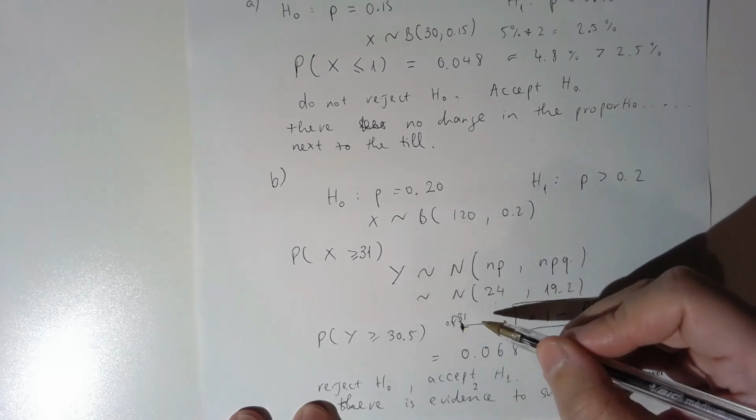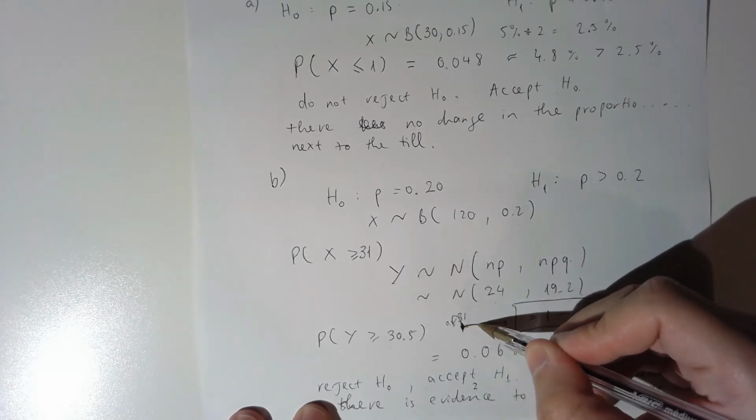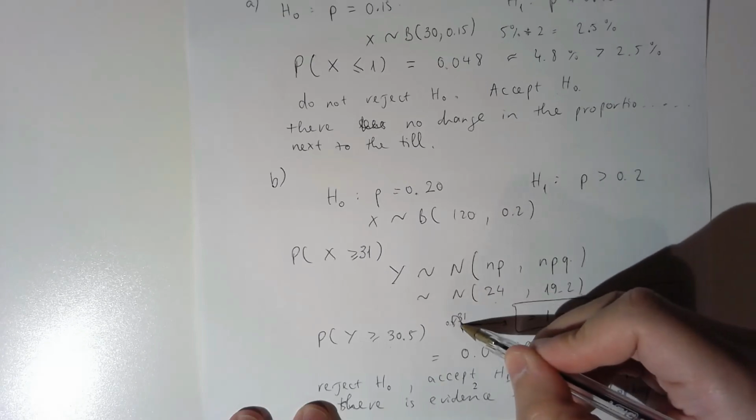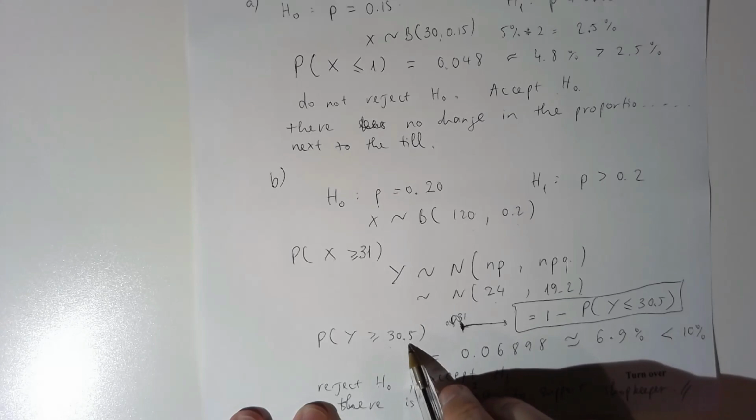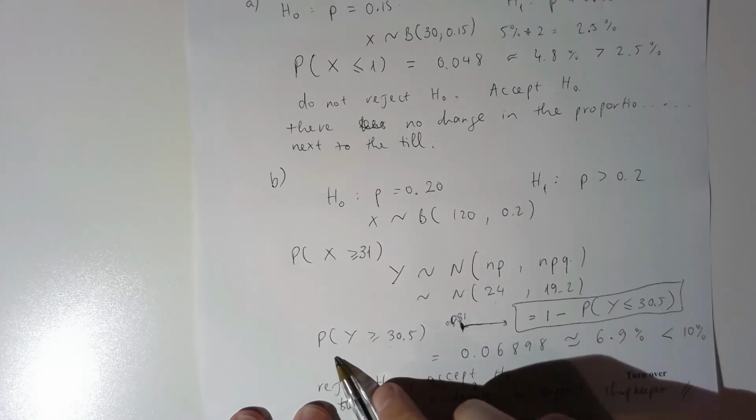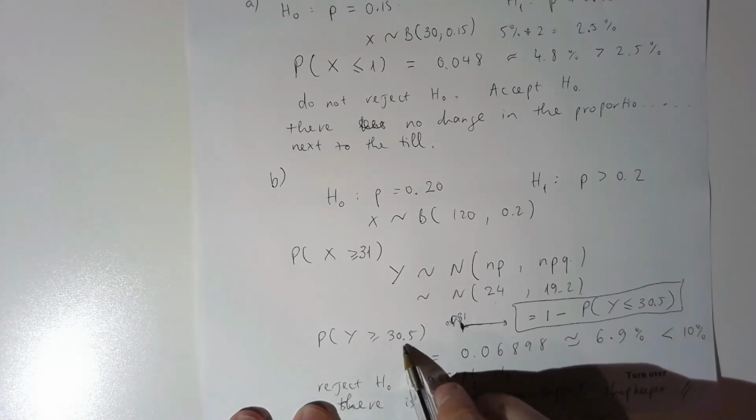The value 31 onward is the whole number. You have to go back outside the range by 0.5 unit. That means 30.5. So Y has to be bigger than or equal to 30.5.